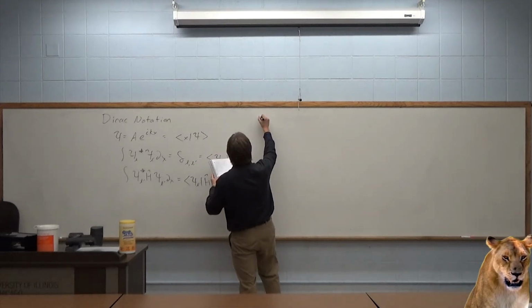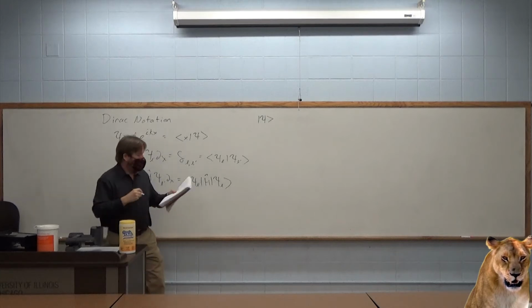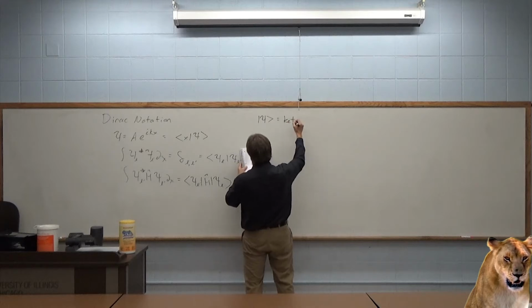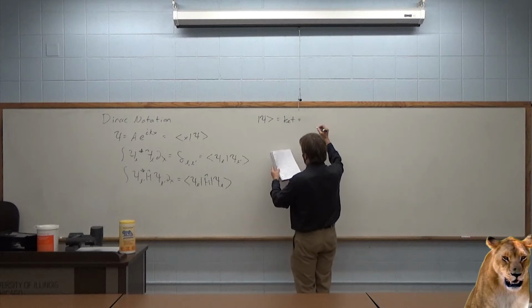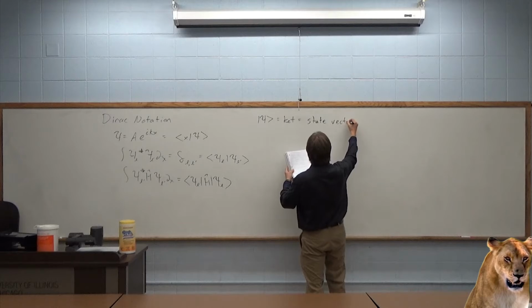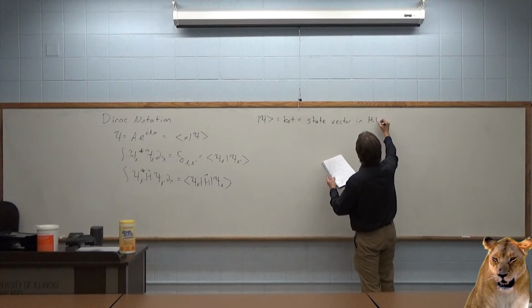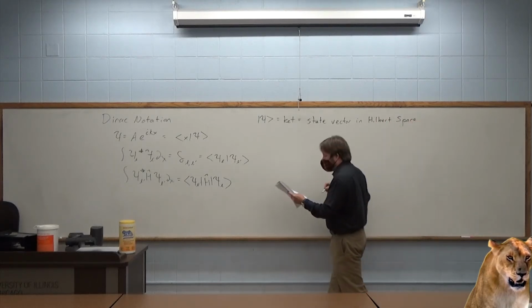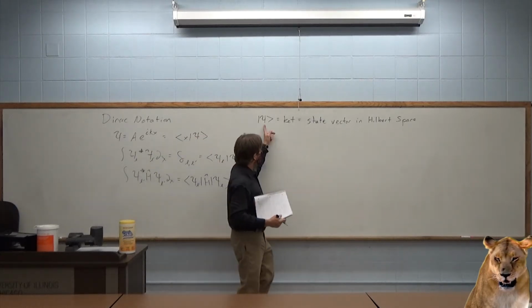Okay, now there's some language you've got to learn. So we're going to start here. That is a ket. Let me write this down. Ket. It's a made-up word, I guess. This is a state vector. You've got to learn this language, right? You're going to see this all the time. State vector in Hilbert space. State vector means you're describing something.